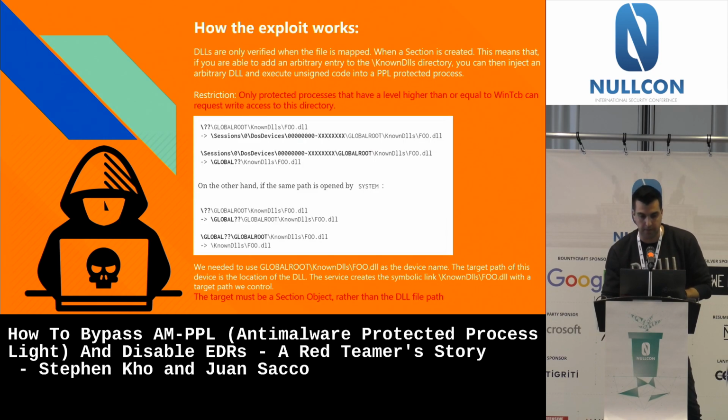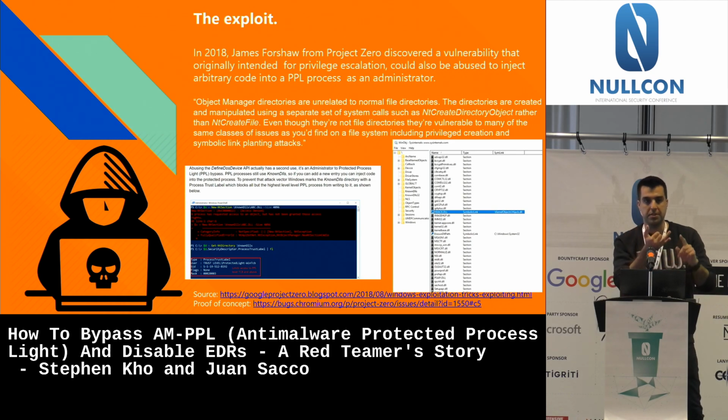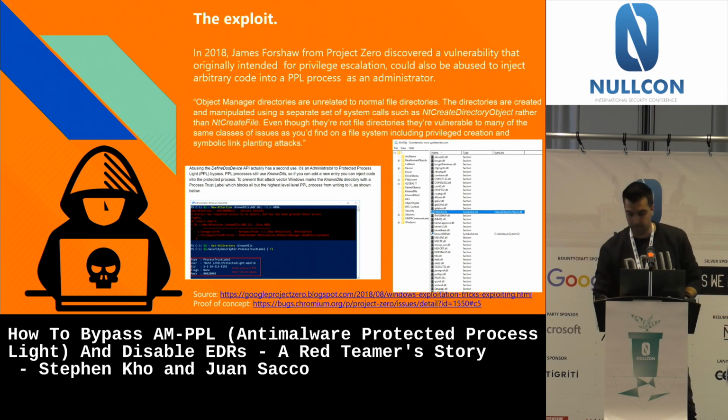The first part is how the exploit works. DLLs are only verified when the file is mapped, so we cannot inject an arbitrary DLL into a PPL process directly. But when a section is created, this means that if you are able to add an arbitrary entry to the known DLLs directory, you can then inject an arbitrary DLL and execute unsigned code in a PPL process. Just as a bonus, you can also use this to get persistence and for privilege escalation. I'm using it for a different thing here.